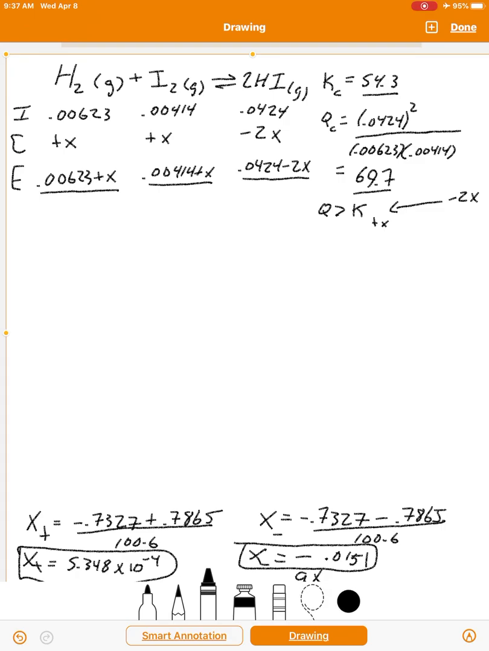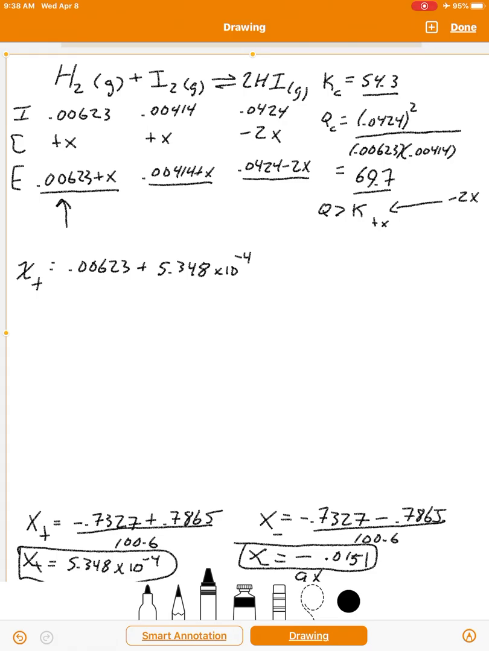Now, let's try both of them. Suppose that we took the first value, x plus, and I'm just going to look at one of the materials. I'm just going to look at H2. So at equilibrium, for the positive root, we would have 0.00623 plus 5.348 times 10 to the minus 4. Okay? Is that a possible answer?